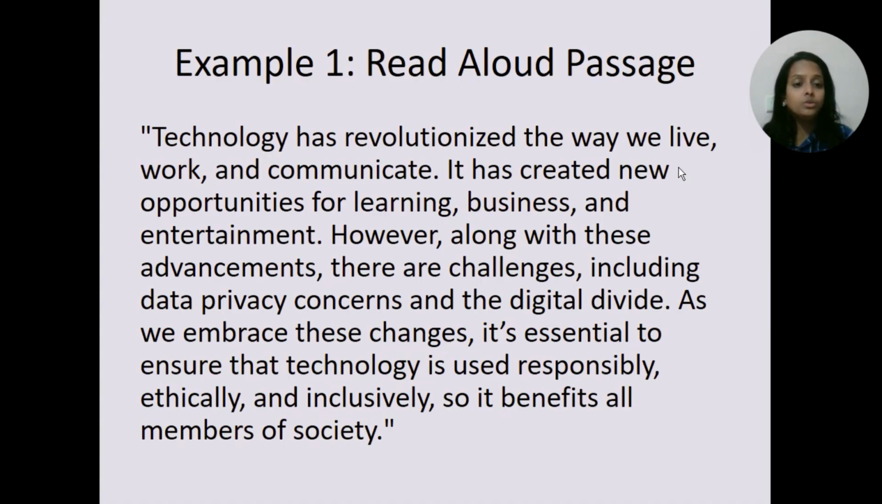Technology has revolutionized the way we live, work, and communicate. It has created new opportunities for learning, business, and entertainment. However, along with these advancements, there are challenges, including data privacy concerns and the digital divide. As we embrace these changes, it's essential to ensure that technology is used responsibly, ethically, and inclusively so it benefits all members of society.